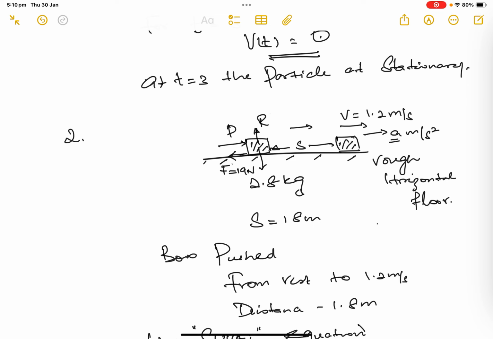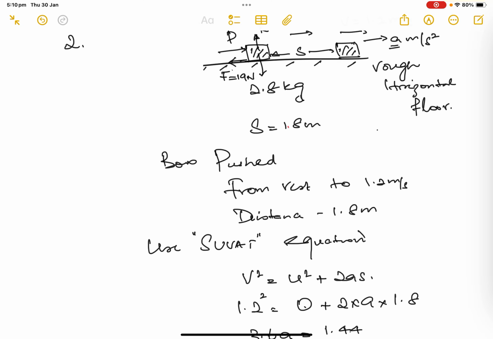His force is P, and it travels 1.8 meter, so I just put s here. The velocity after 1.8 meter is 1.2 meter per second, which is given. The acceleration we don't know, so I just call it a meter per second squared. So the box is pushed from rest to 1.2 meter per second, and the distance traveled is 1.8 meter.